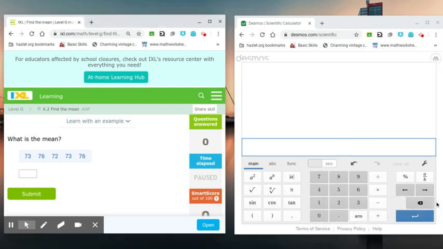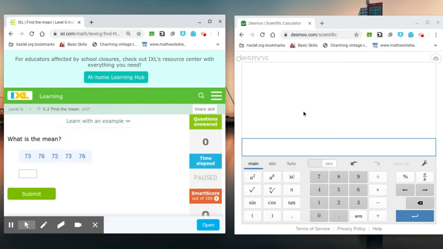Hey guys, so we're starting in level G to find the mean. From your vocab that you guys did, it says, what is the mean? The mean means the average of all the numbers divided by how many numbers you have. So these numbers right here need to be added together and then divided by how many you have.